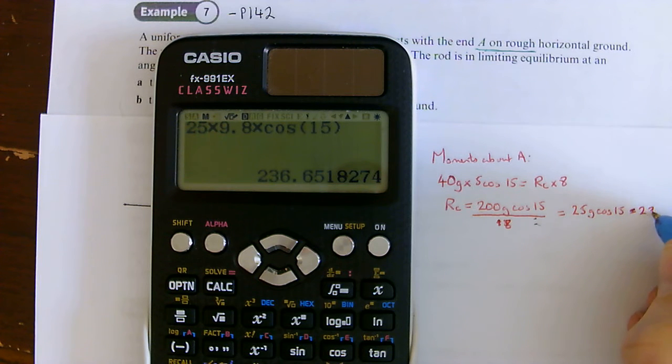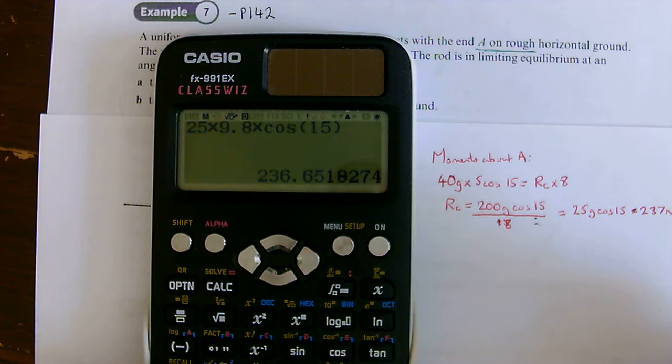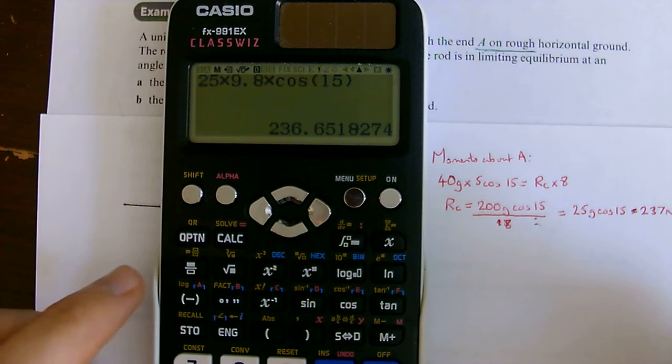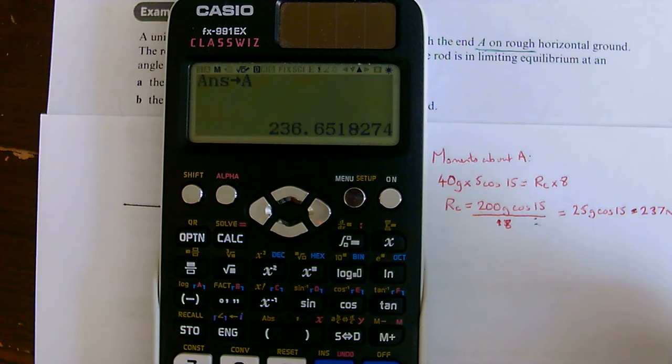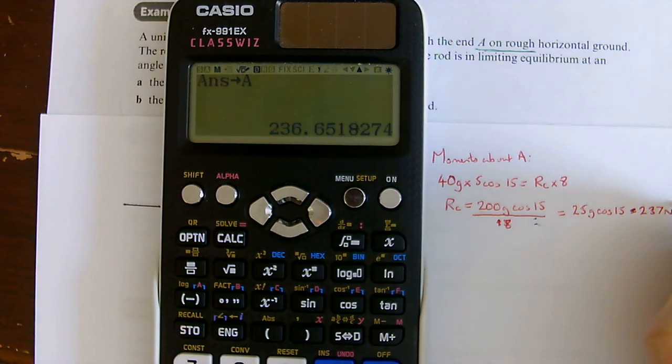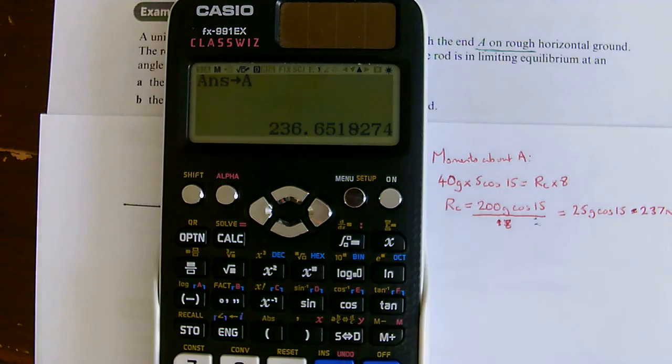I'm going to need that more exactly, so I'm going to store it into my calculator, pressing store and then A, and my calculator will tell me it's stored in A. I'm just going to leave myself a little note there to say that that's stored as A. We've now answered part A of the question.